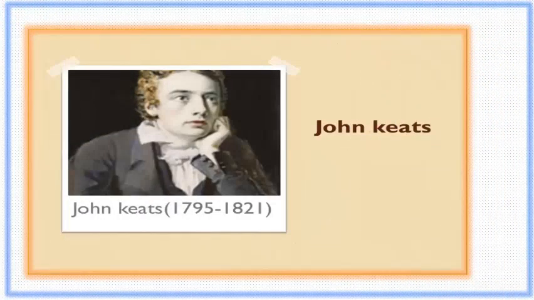John Keats is a prominent romantic poet. He is one of the main figures of the second generation of romantic poets, along with Lord Byron and P.B. Shelley. He had an untimely demise at the age of 25 in 1821 due to tuberculosis.